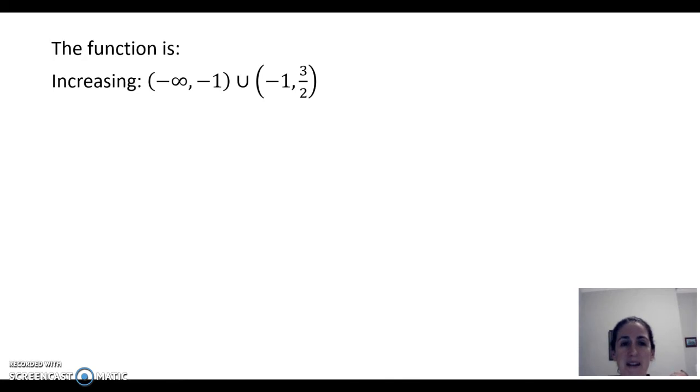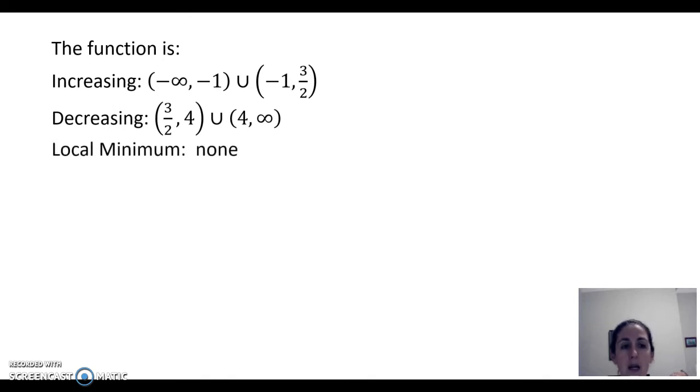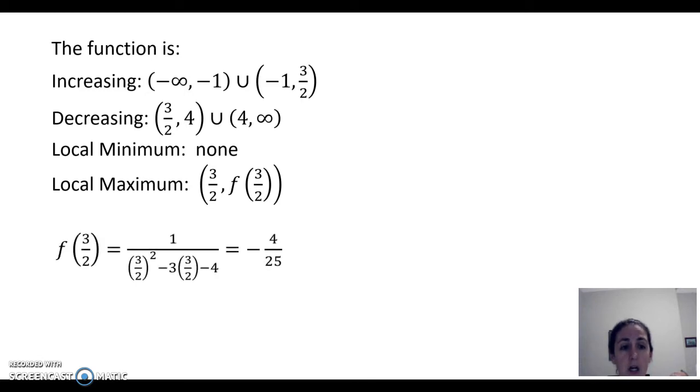So we do know that this function is increasing from -infinity to -1 and -1 to 3/2. It's decreasing from 3/2 to 4 and 4 to infinity. There is no local minimum. The derivative never switched from negative to positive, so your function does not switch from decreasing to increasing, but we did have a local maximum at 3/2. And we will need to calculate the y value by plugging 3/2 into the original function. So when you do 1 divided by 3/2 squared minus 3 times 3/2 minus 4, you get -4/25. So we do have a local maximum at 3/2, -4/25.